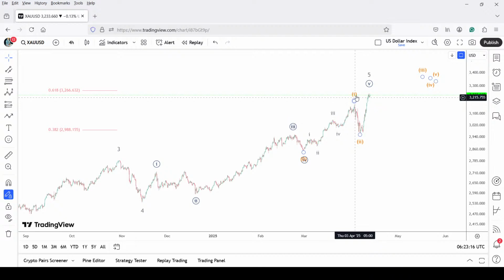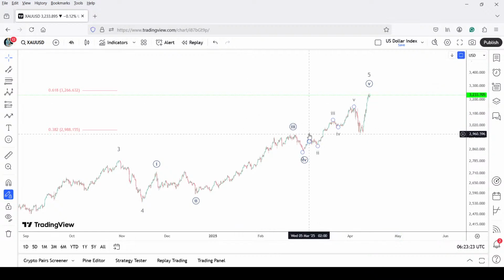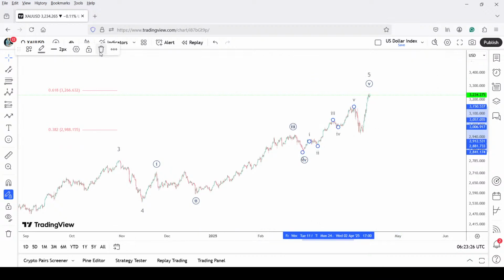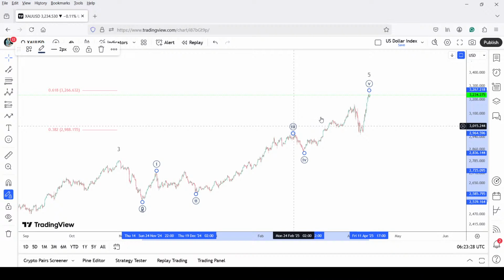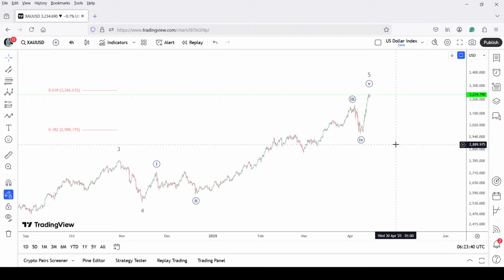At this point in time, we go with the adjusted wave counts, where we got minute wave 3 and 4 complete, and minute wave 5 is still underway. Potential targets around 3266. All right, that's the story in gold.